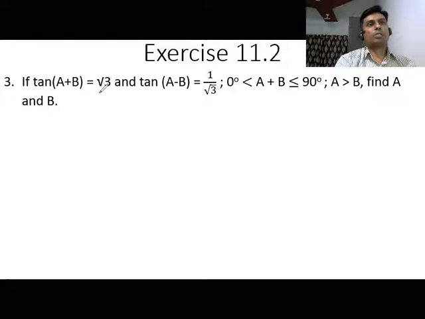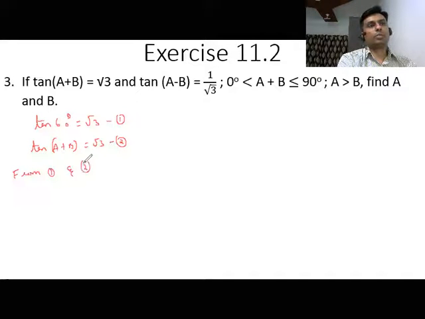Now tan(A + B) is equal to root 3. For what angle is the value of tan equal to root 3? Tan 60 degrees, correct? So tan 60 degrees is root 3. I'll call this equation 1. Also, they're telling us tan(A + B) is equal to root 3. We'll call this equation 2. So if I compare these two equations, 1 and 2, tan is there, root 3 is there, which means A + B is equal to 60 degrees. I'll call this equation 3. So I got A + B is equal to 60 degrees.